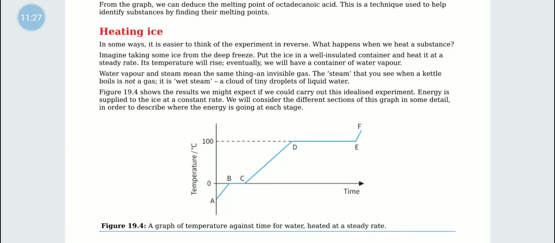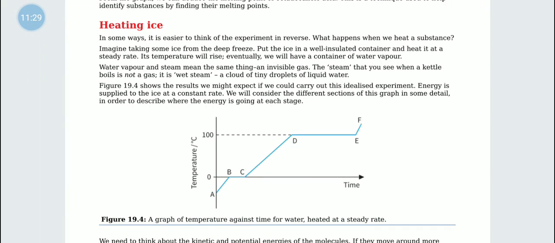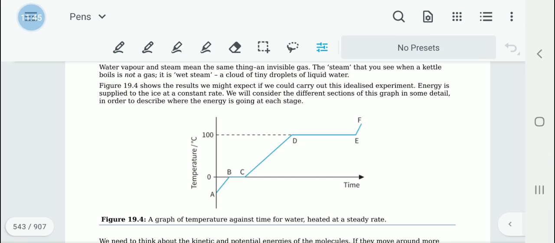Right. In some ways, it is easier to think of the experiment in reverse. So what will happen if you heat a substance? You take some ice, and then you heat it. In this example, from A to B, the ice is heated. From B to C, you know that it is melting into a liquid.